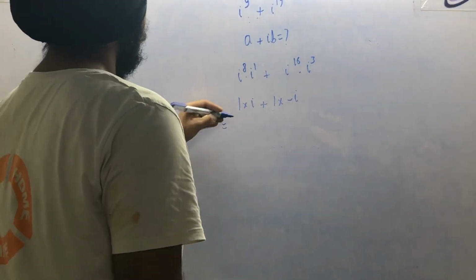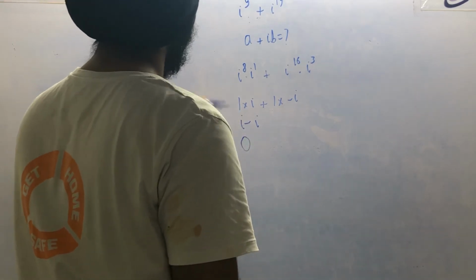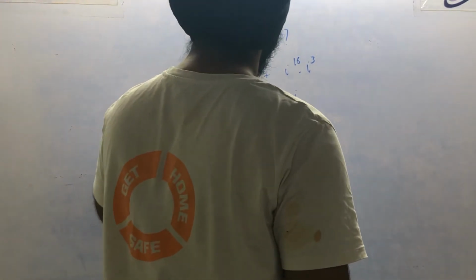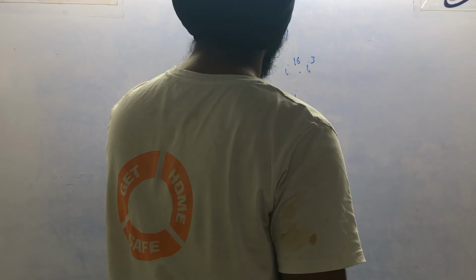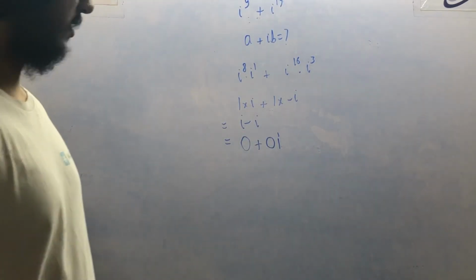Okay, so this will be what? Iota minus iota. So this is 0. Okay, so you can write it like 0 plus 0 into iota. This is the a plus iota b form. Okay, very easy question.